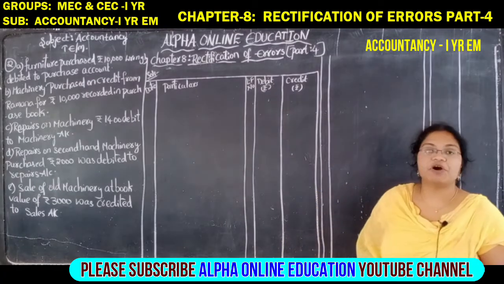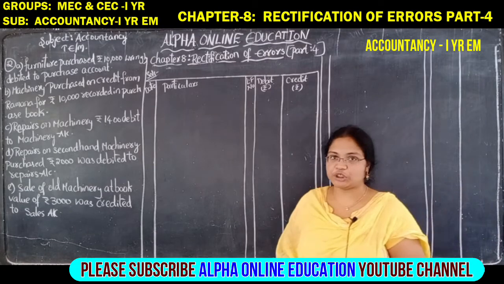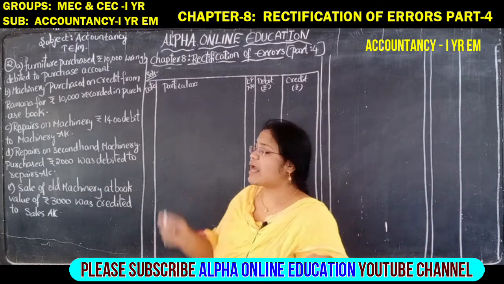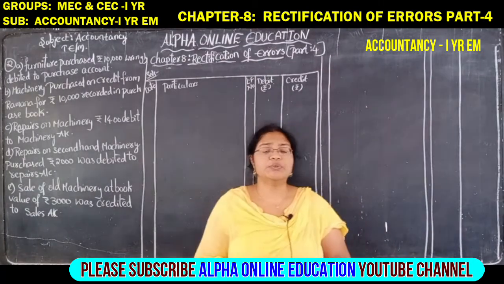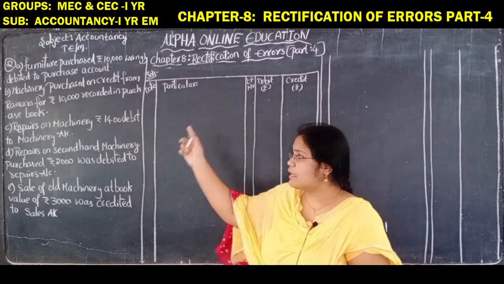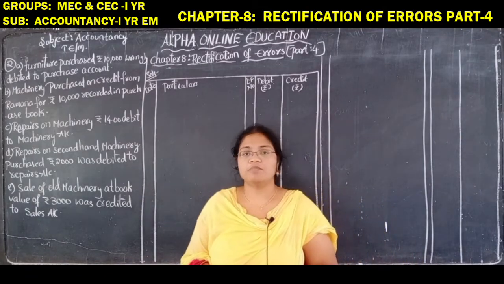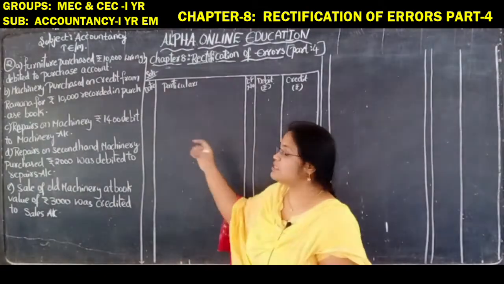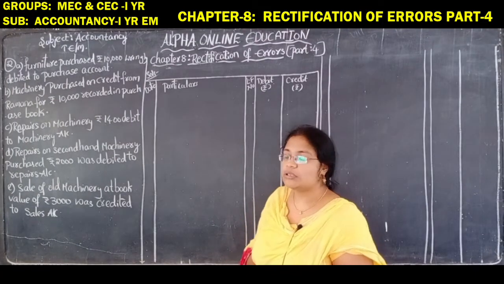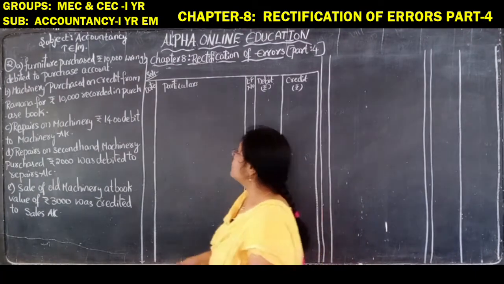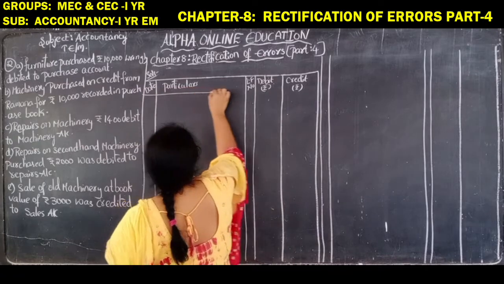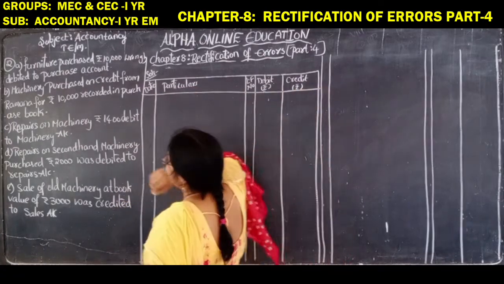The chapter that we are dealing with is the rectification of errors. Here we have a problem, and there are a number of mistakes in it. We have to correct those mistakes by rectifying all the transactions. So let us start the rectification from the first entry.